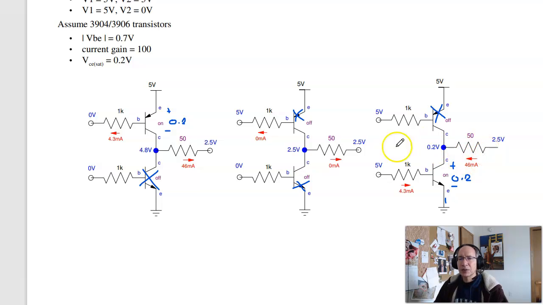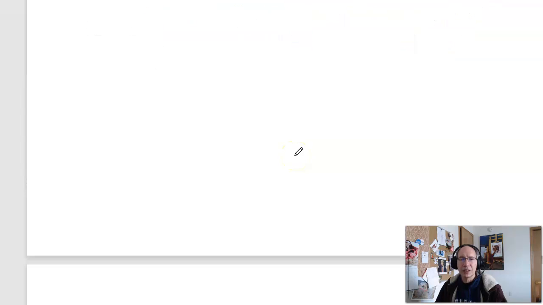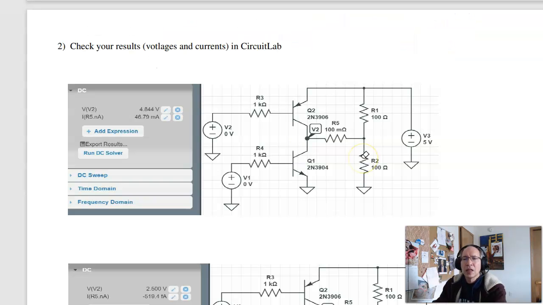This is the reason I use 2.5 volts. In the lab, I can sit there and measure. If I'm 4.8 volts, I'm pulled high. 2.5 volts, everybody's turned off. 0.2 volts, pulled low. So I actually have 3 different voltages I can get out. Now in simulation, I can now check the answers using Circuit Lab.